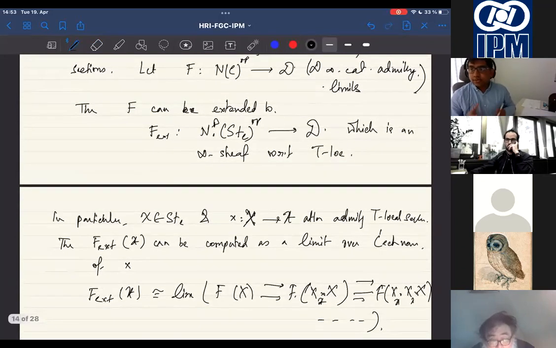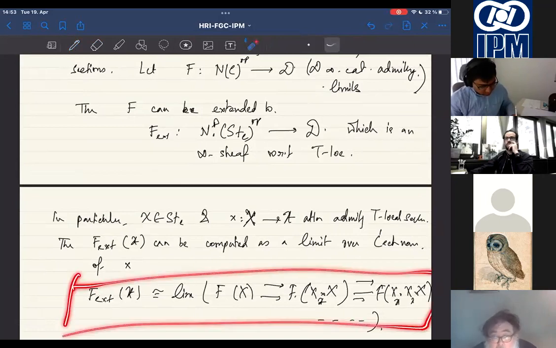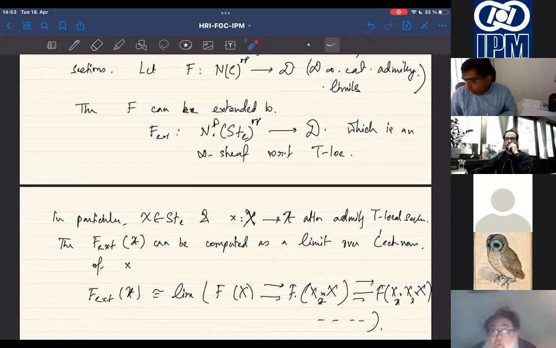So as you can see, this is a similar statement to the one I stated in the case of the derived category, due to Liu and Zhang. But here we are not doing it for all algebraic stacks. We have some restriction to some topology, this T.